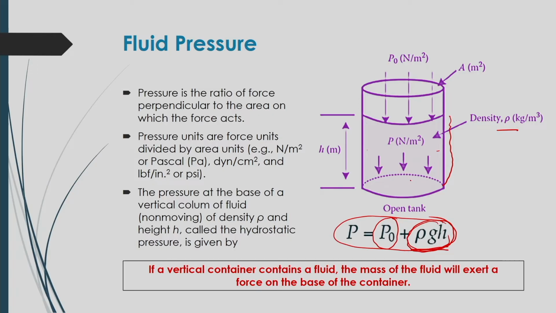So, we can say that if a vertical container contains a fluid, the mass of the fluid will exert a force on the base of the container. This is the basis of hydrostatic pressure: whenever fluid is kept in a certain container, the pressure exerted by the total mass of this fluid is what you get from the hydrostatic pressure.